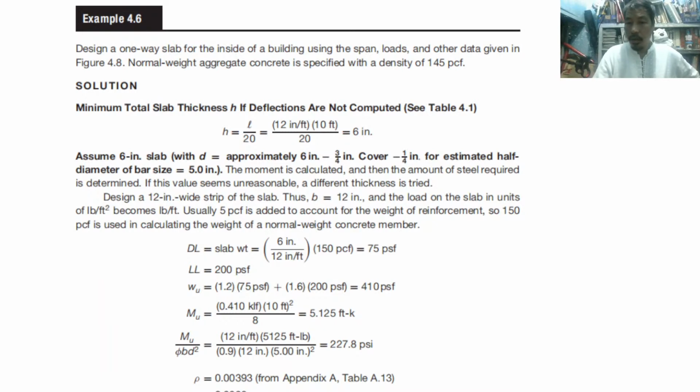So these are the conditions on designing slab. Example: design a one-way slab for the inside of a building using a span, loads, and other data given in figure 4.8. Normal weight aggregate concrete is specified with a density of 145 pounds per cubic foot. The usual value is 150, but here it is specifically given as 145, not 150.